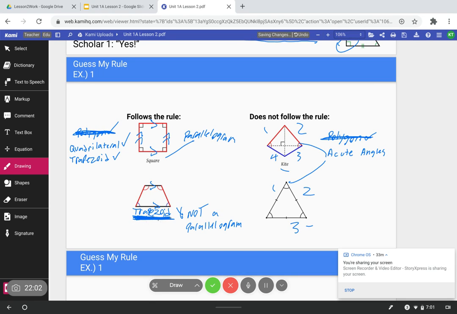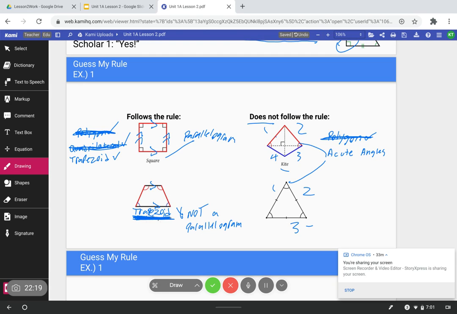And quadrilateral, well, the kite is a quadrilateral, and it still doesn't follow the rule. See this kite, quadrilateral, and it does not follow the rule. So we know quadrilateral can't be the rule. So it has to be trapezoid.